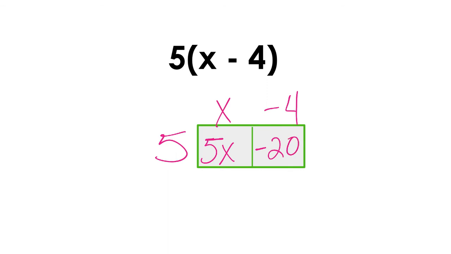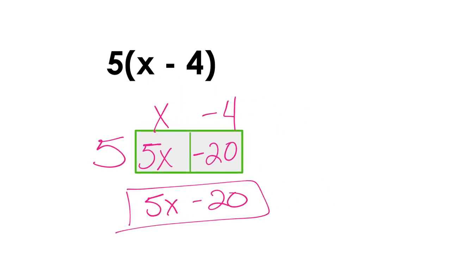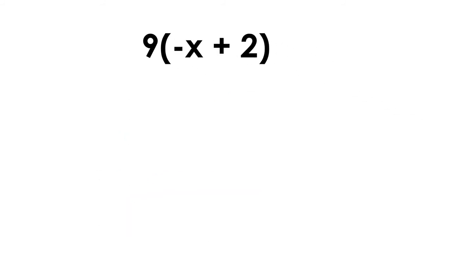Guys, if you are not confident with your integer skills, use Desmos to do those calculations for you. But remember, a negative times a negative will always be positive, and a negative times a positive will always be negative. So we have to pay attention to that. So we have 5x minus 20. Do you feel confident to try one on your own? All right, try this guy on your own.